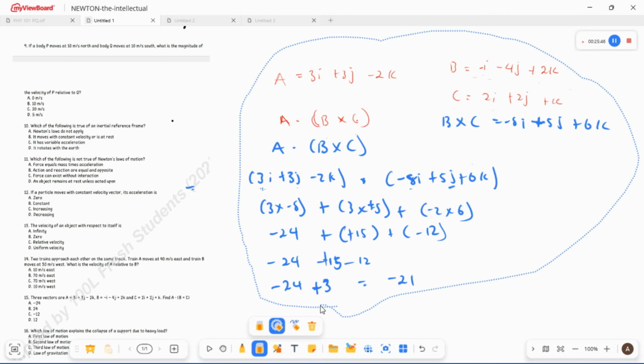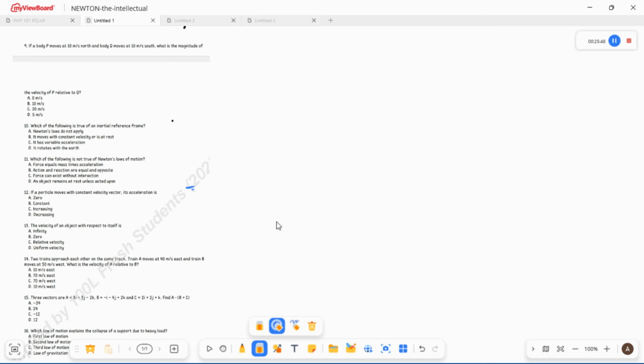Right. So now for question 16, we have: which law of motion explains the collapse of a support due to heavy load? A support was carrying a load and then it collapsed. We have the first law of motion, which talks about a body at rest. Now, the question does not tell us anything about a body being at rest or in motion. It just says that it's carrying a load. That means option A is wrong.